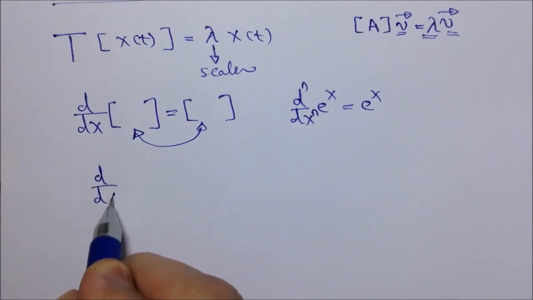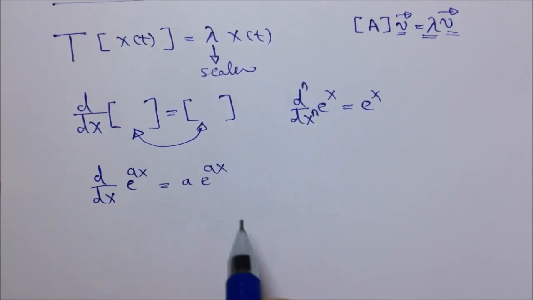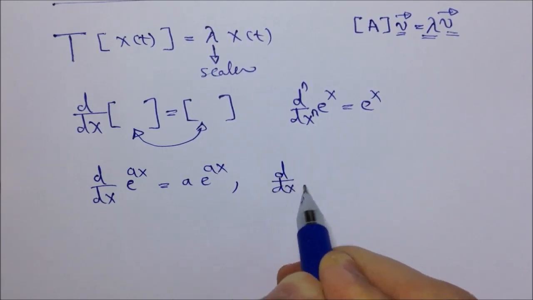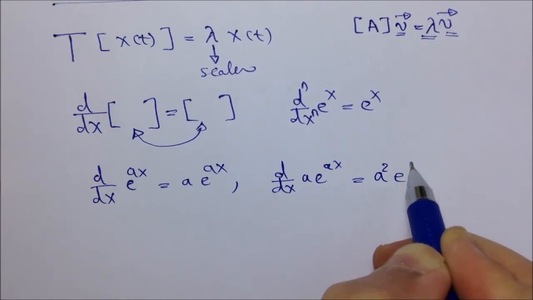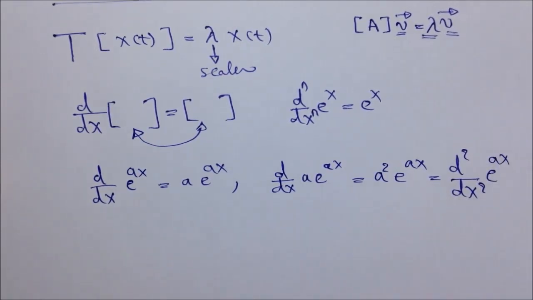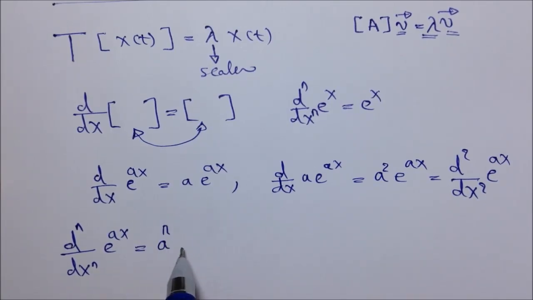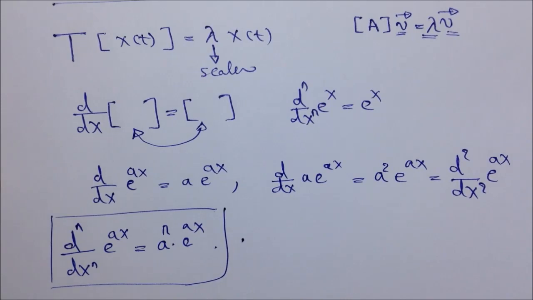If we have the derivative of e to the ax, then the result is a e to the ax. If we differentiate it again, so d by dx of a times e to the ax, we're going to get a squared e to the ax, which equals the second derivative of e to the ax. Now, a more general statement is the nth derivative of e to the ax, which is obviously equal to a raised to a power of n times e to the ax. Actually, this is true for all n values, even fractional ones.